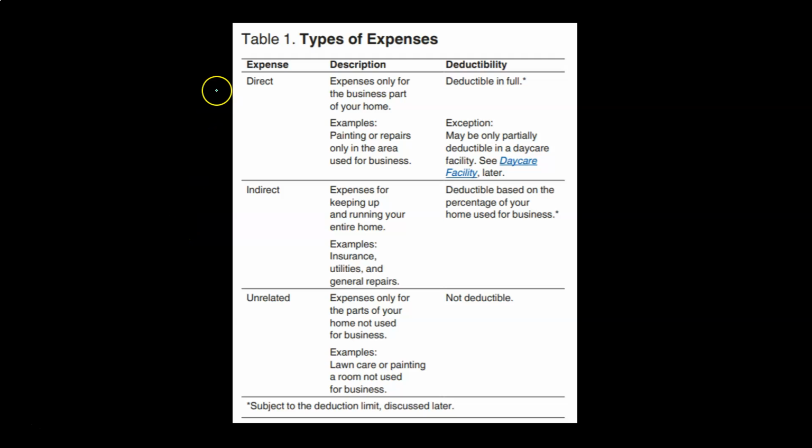So types of expenses, we have the direct, we have the indirect, we have the unrelated. The direct expenses are only for the business part of your home, so deduct in full. Example, painting or repairs only in the area used for the business. So you painted your office, that means you get to take the whole deduction because that's for the office. Indirect, expenses for keeping up and running your home, deduct based on the percentage of your home used for the business. So that's like insurance, utilities, general repairs. We have to apply the percentage. And then unrelated, expenses only for the parts of your home not used for business. Those aren't deductible, like lawn care, or painting a room not used for business.